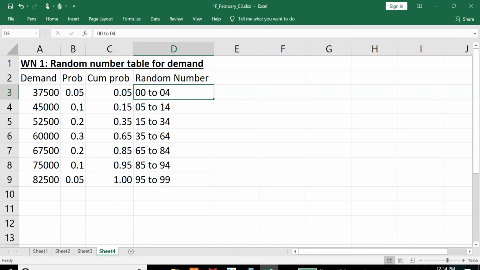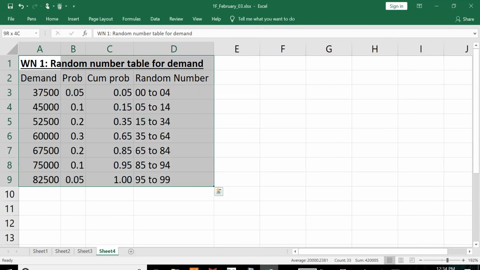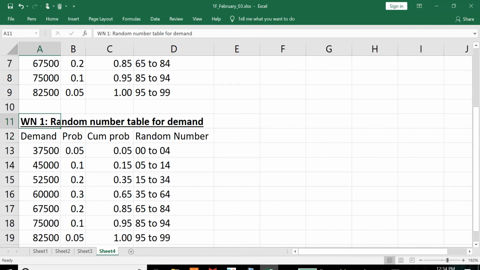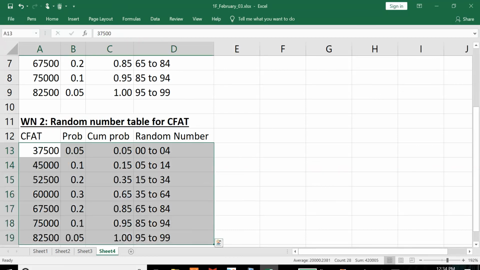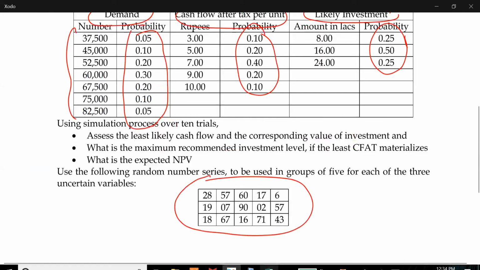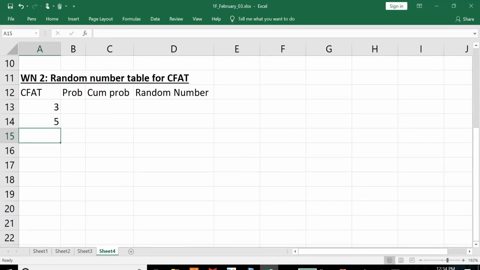Like this, we'll have to fit a random number table for CFAT and a random number table for investment. Any doubts on this? Next, the random number table for CFAT. The question would give the first two columns, copy them: 3, 5, 7, 9, 10.